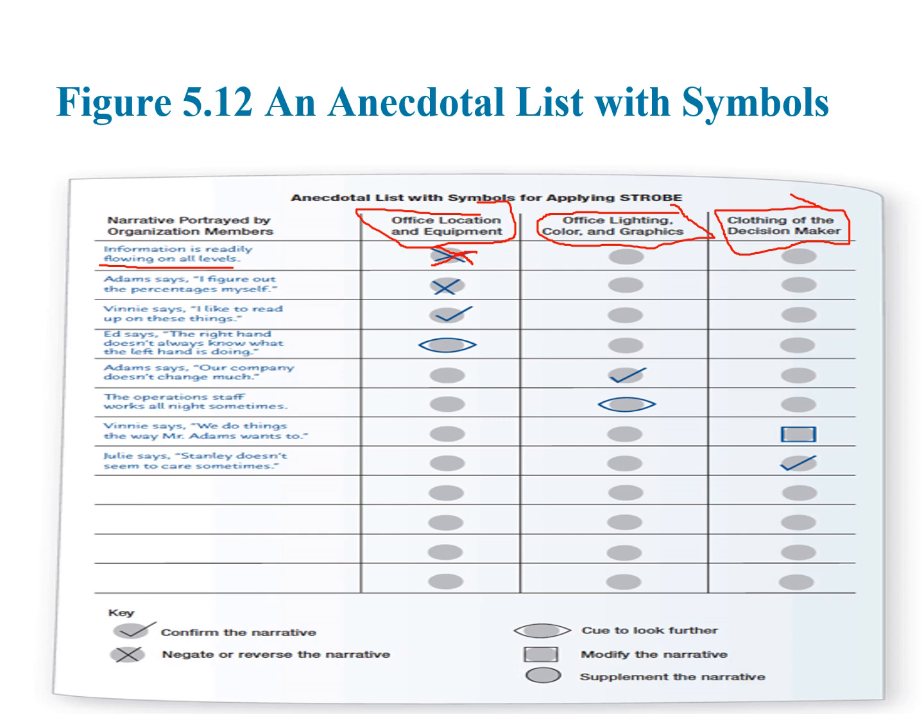For the second one, for example, maybe we take Adam says our company doesn't change much. So the check mark means it is the agreement or confirmation of this statement, and then the oval shape like this means the cue to look further for further information. And the last one, the square, is looking for the modified narrative according to the observation.